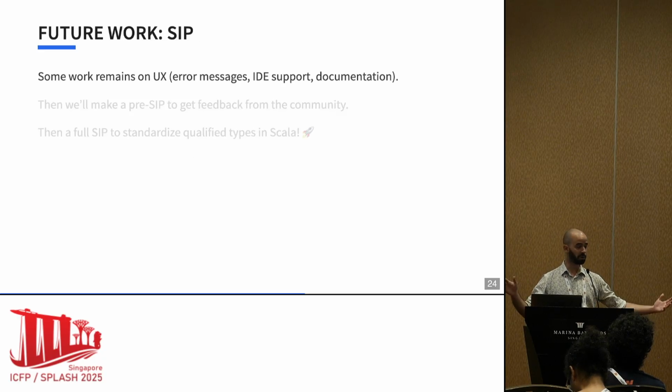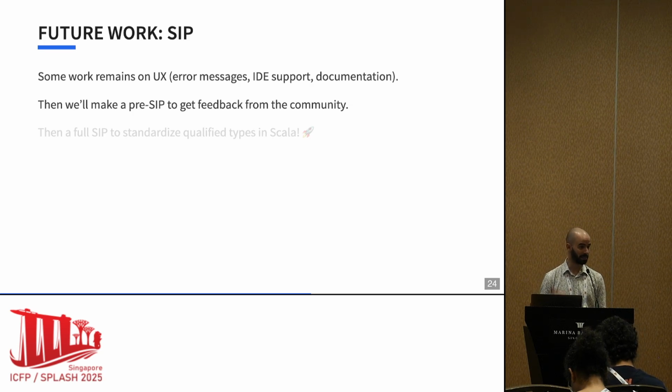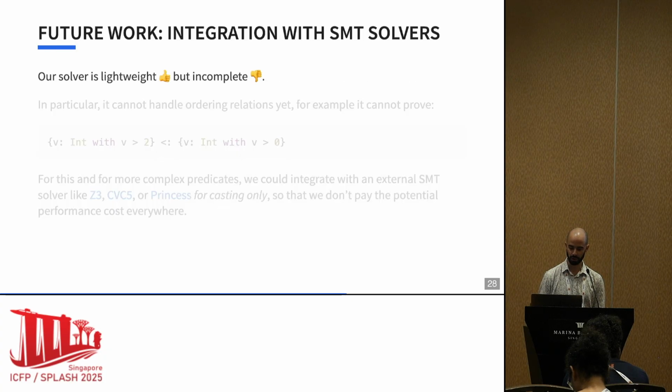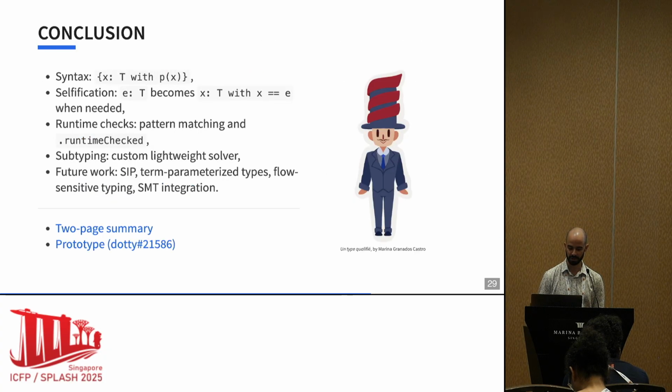Okay, so what is the future work? Well, it's to fix some bugs, of course. Then we want to make a pre-SIP. So a SIP is a Scala Improvement Proposal document to actually get the feature into Scala. So we will first do a pre-SIP to get feedback from the community and then hopefully make a SIP and standardize the feature. Okay, so I will not talk about the future work unless there are questions about that.